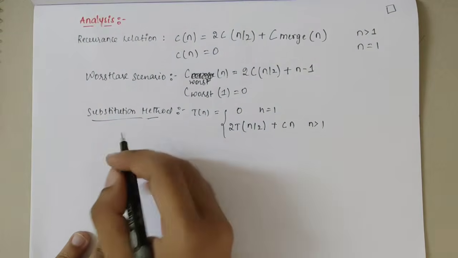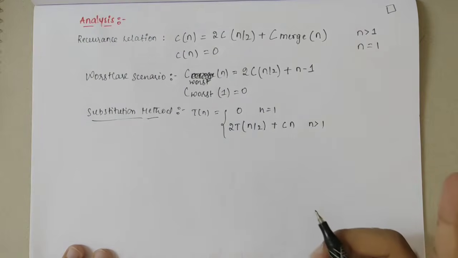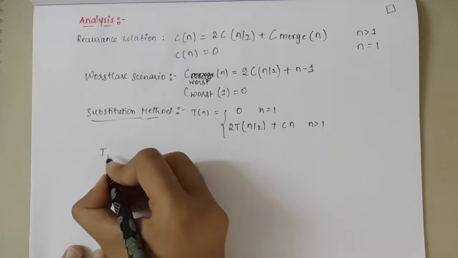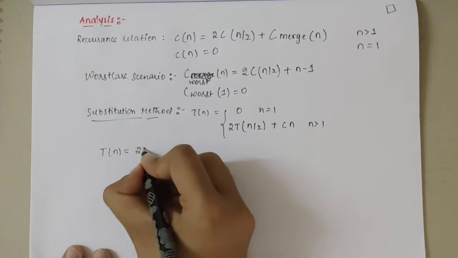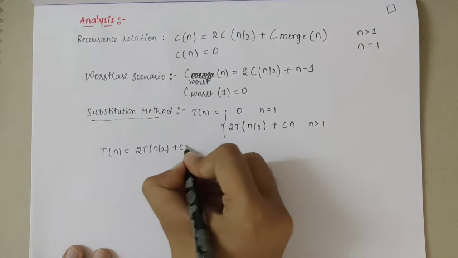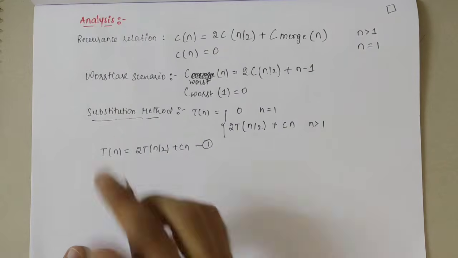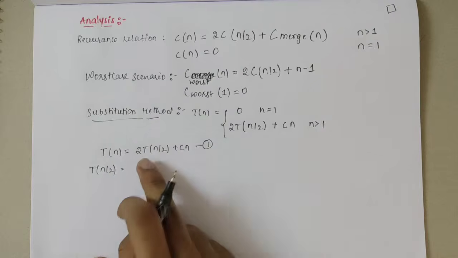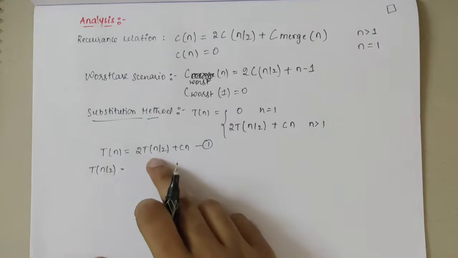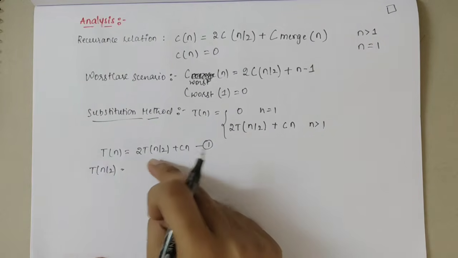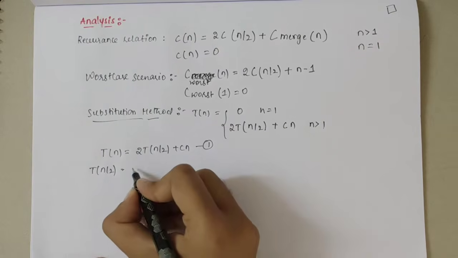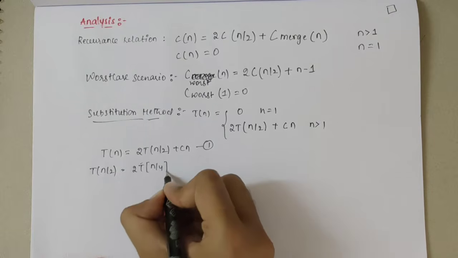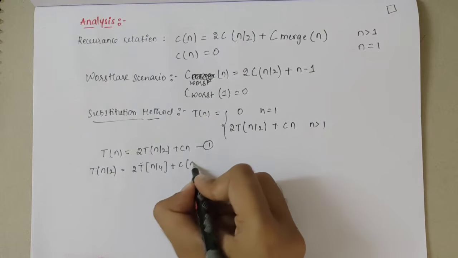Next, let's proceed further. Like in the previous video, we have discussed the substitution method and how to apply that. So initially I'll take T of n is equal to 2T of n by 2 plus C of n as equation 1. Now I'll calculate T of n by 2 here, because 2T of n by 2 is there. For this element n by 2, what would be the recurrence relation? It would be 2T of n by 4 plus C of n by 2.